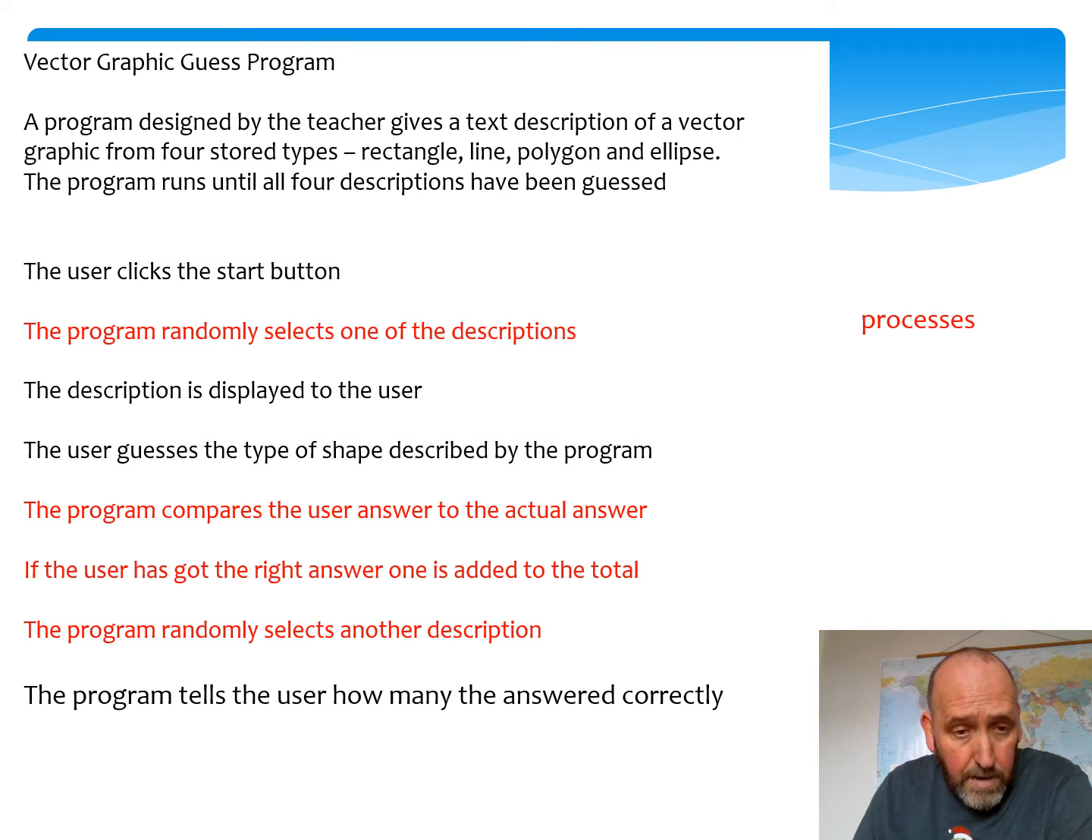The processes are: the program randomly selects one of the descriptions. The program compares the user answer to the actual answer. If the user got the answer right, 1 is added to the total. The program randomly selects another description. And lastly, what are the outputs? I should have said pause the video, but it's too late now. The outputs are: the description is displayed to the user, and the program tells the user how many answers were answered correctly.